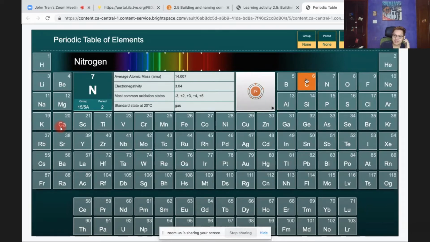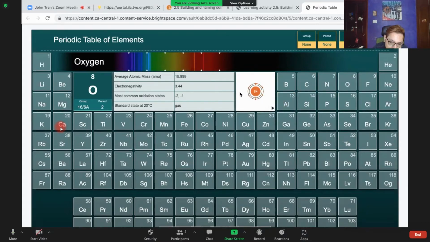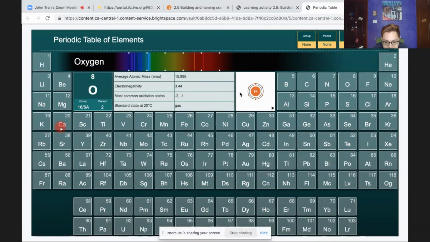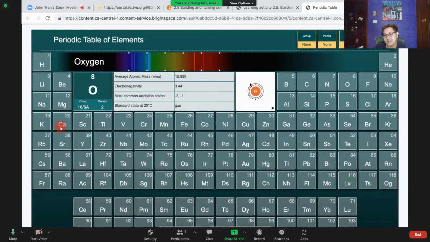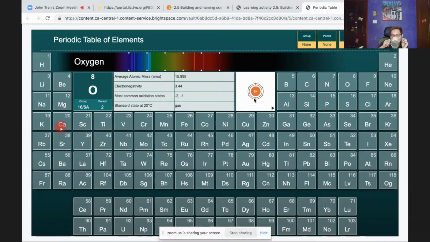So the same logic applies. Let's try oxygen. You do it. Which group does it belong to? 6A. So is it easier to gain 2 or lose 6? Gain 2, of course. So when it gains 2 electrons, it will become an O2 minus ion.